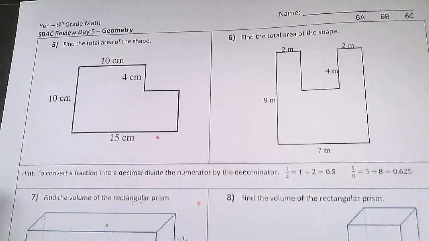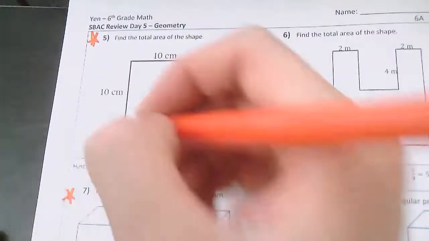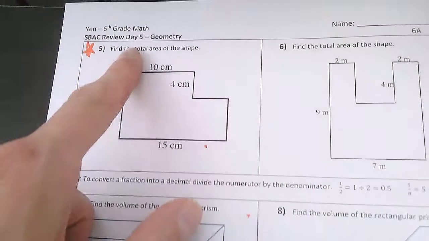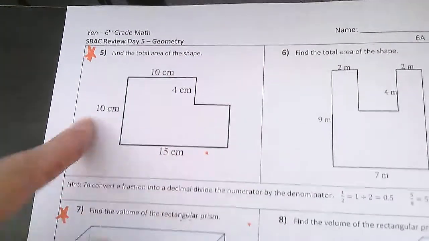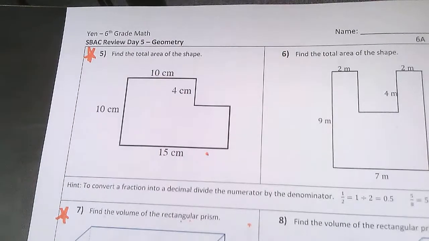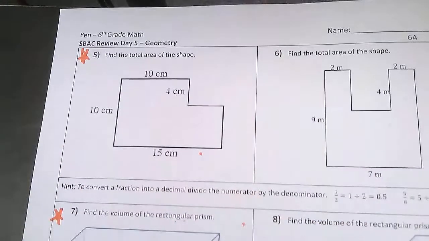In this video we are looking at problem number 5 and problem number 7. Number 5 says to find the total area of the shape. Here's our shape, and you will notice it looks like we have two rectangles that are stuck together. So we can divide this shape into two rectangles and find the area of each smaller rectangle.